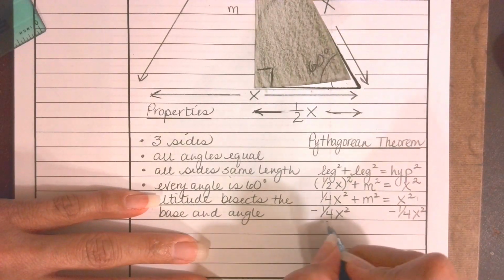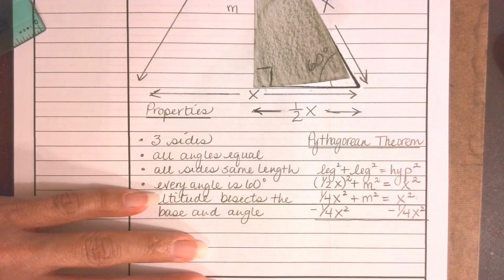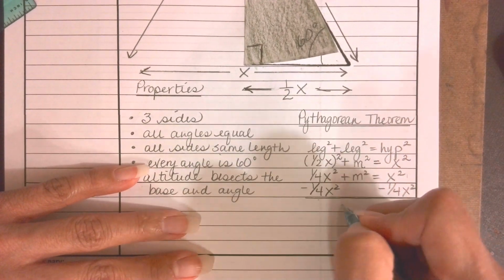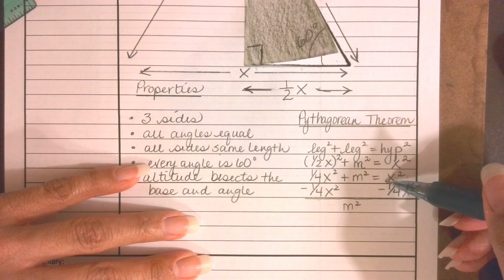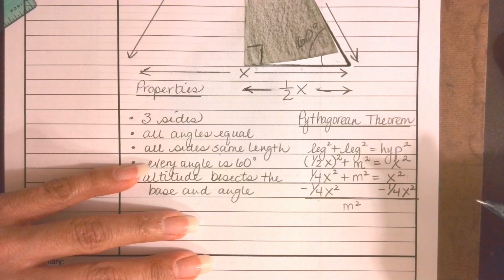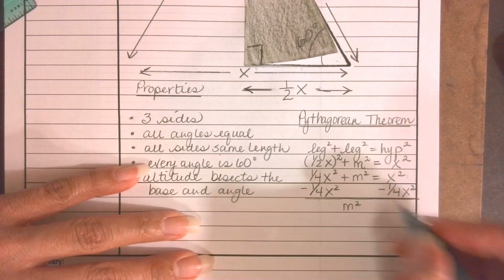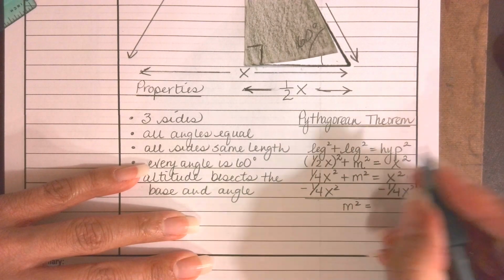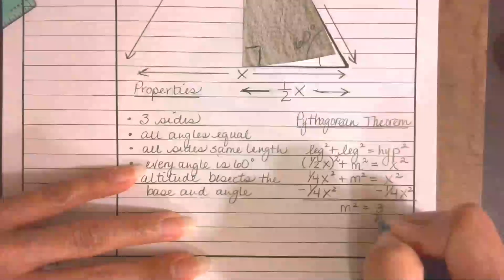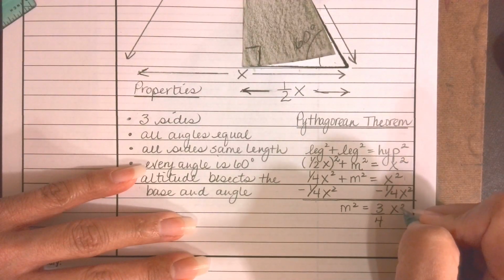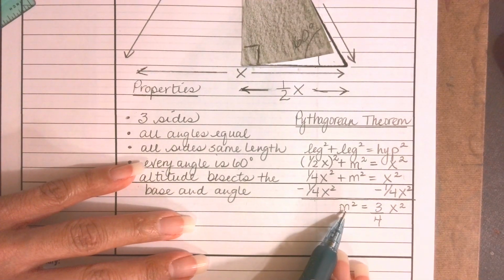Okay, so 1/4 x squared minus 1/4 x squared becomes a 0. My m squared comes down. And what is 1x squared minus a 4th x squared? Think of 1 minus a 4th. Well, that's 3/4 x squared. So I'm going to write it as a stacked fraction like this: 3/4 x squared. And what's our last step to isolate our m?